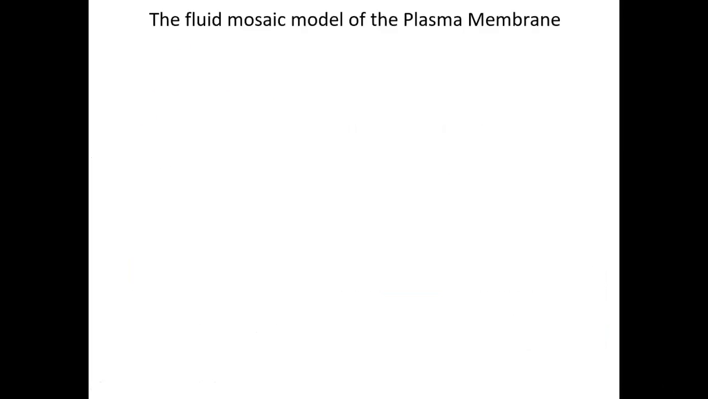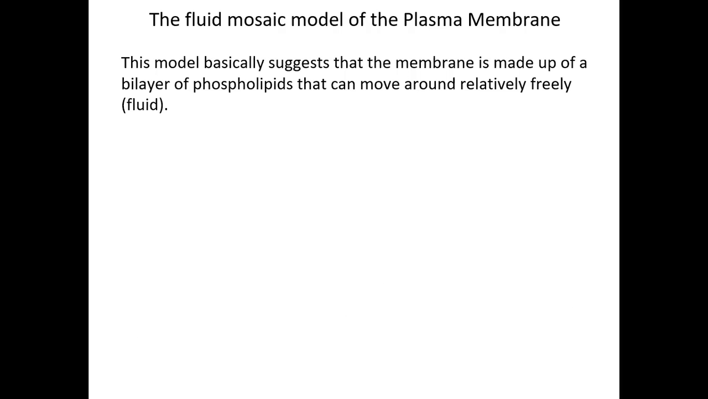So we're going to look at what the fluid mosaic model of the plasma membrane is. I've spoken a bit about the plasma membrane being fluid and that it's able to move. So we're going to actually look at the fluid mosaic model, and that's the actual name of the model of the fluidity of the plasma membrane. What the fluid mosaic model is, it's a model that basically suggests that the membrane is made up of a bilayer of phospholipids that can move around relatively freely, or fluid.